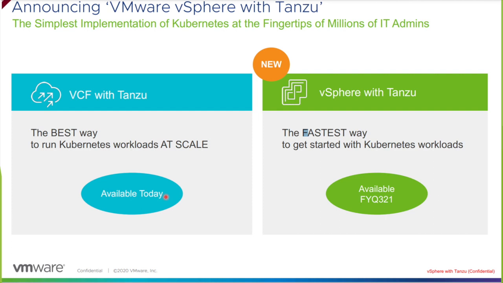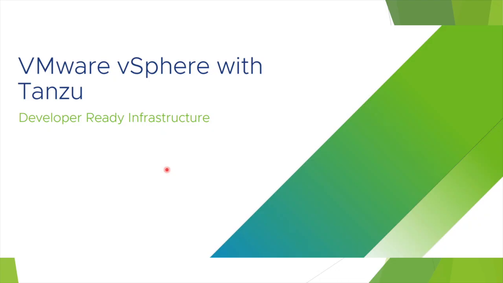So as it says on the slide here, announcing VMware vSphere with Tanzu, the simplest implementation of Kubernetes at the fingertips of millions of IT admins. That's how simple it is going to be, because you do not need any of the complexity of having an environment or redoing your environment from what you have. You can leverage the existing environment, how it is built in your premise, the same storage, the same networking which you have, and then you can start building your modern application using Kubernetes workload.